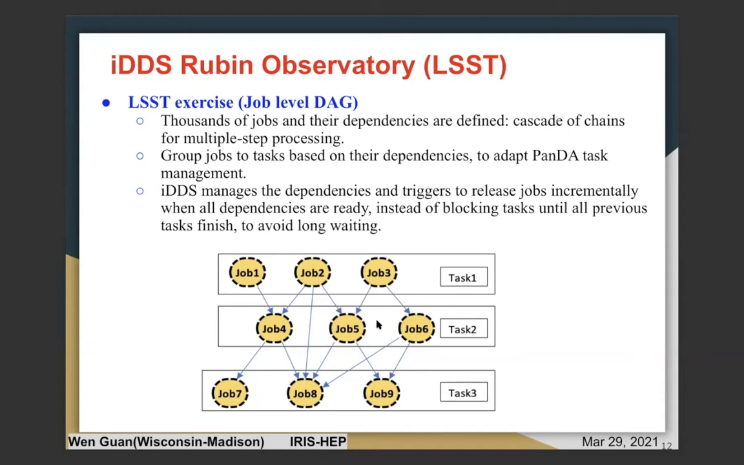In the other use case, normally we will block a task until the previous task is finished. So for example, in this example, we will block task 2 until all jobs in task 1 are finished. So some jobs will have to wait for a long time.